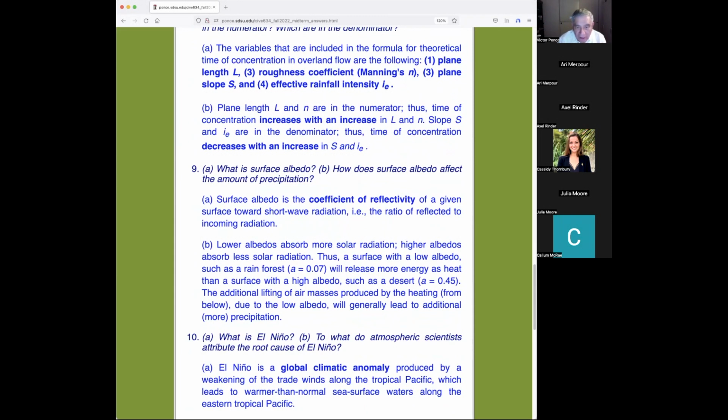Surface albedo is the coefficient of reflectivity of a given surface towards short-wave radiation, the ratio of reflected to incoming solar radiation. Short-wave radiation is mostly the visible radiation, the sun rays. Actually, I take that back. Short-wave radiation is a little more than the visible radiation. It's in the spectrum, it's a little wider. It's all in my book, chapter 2, by the way.